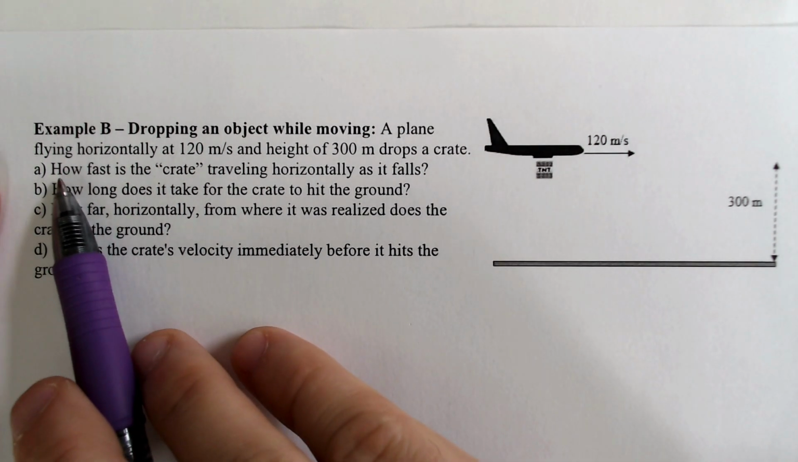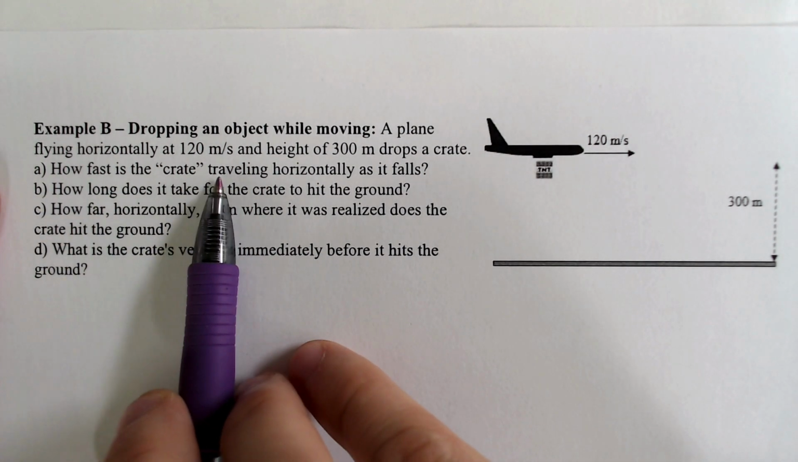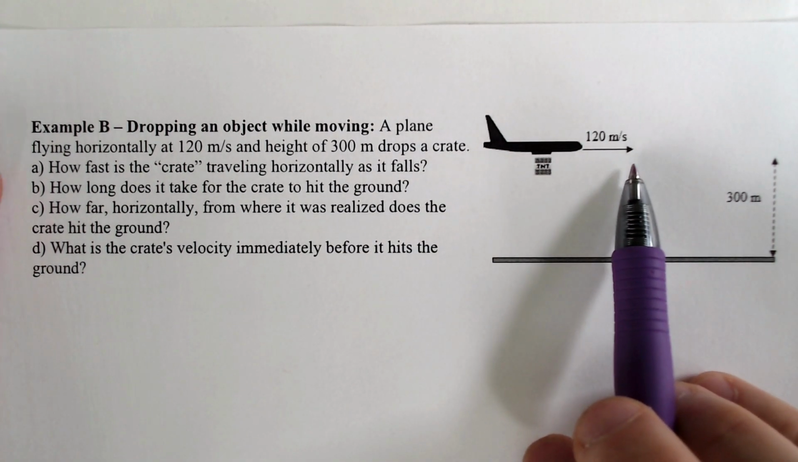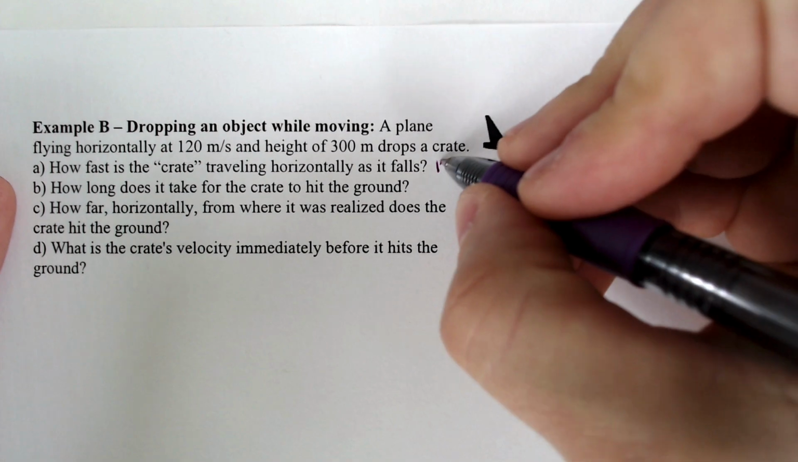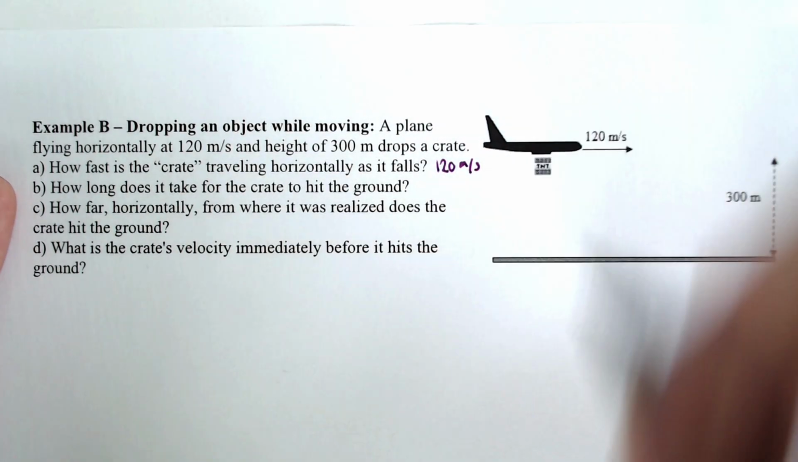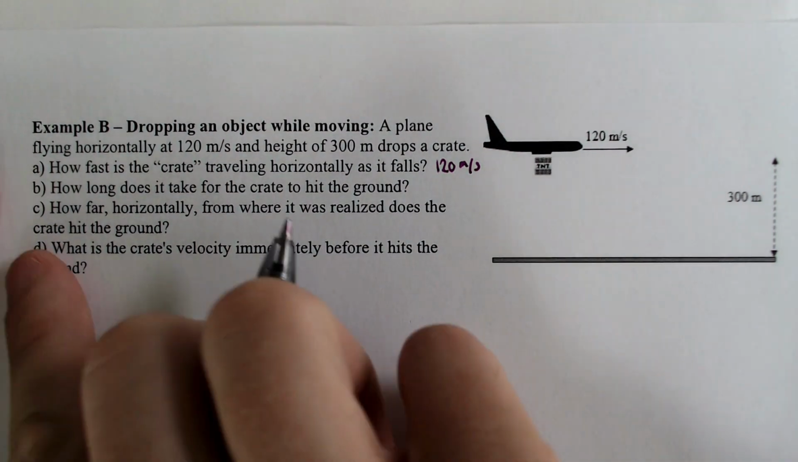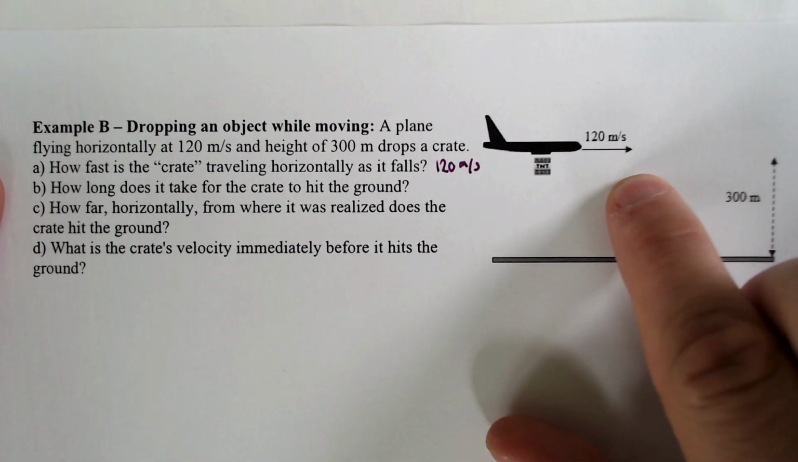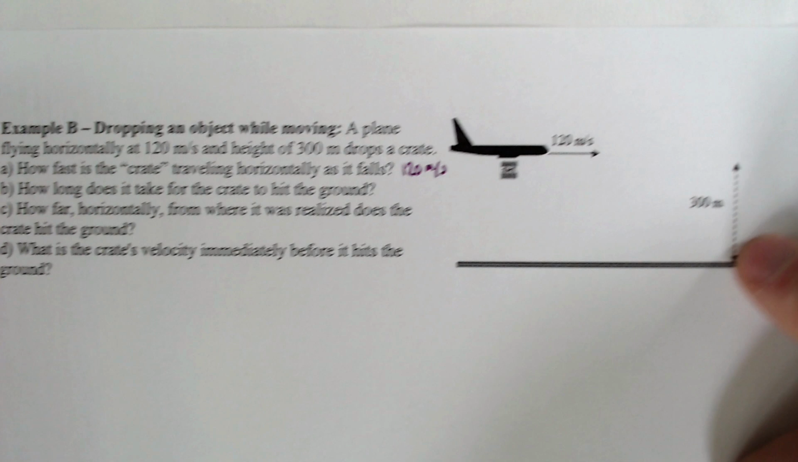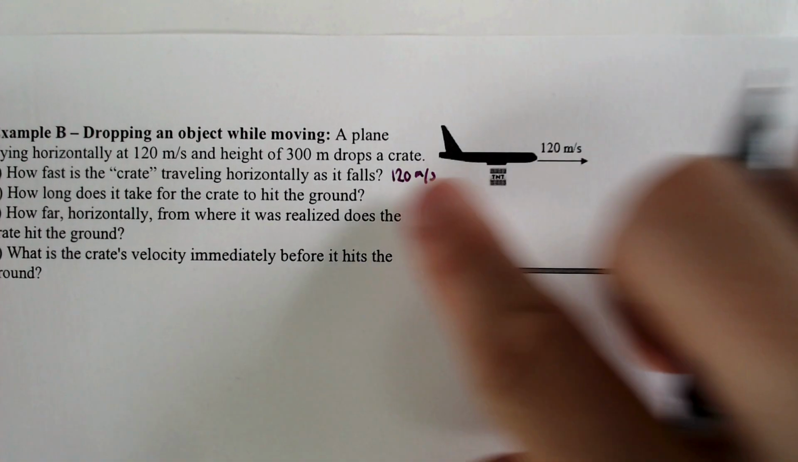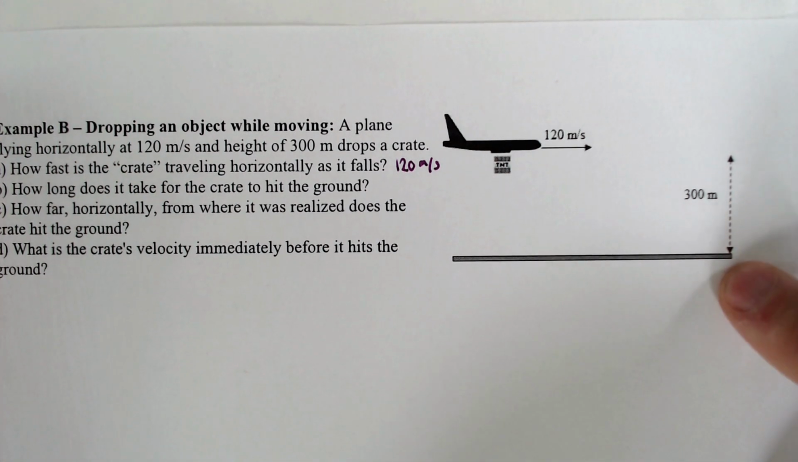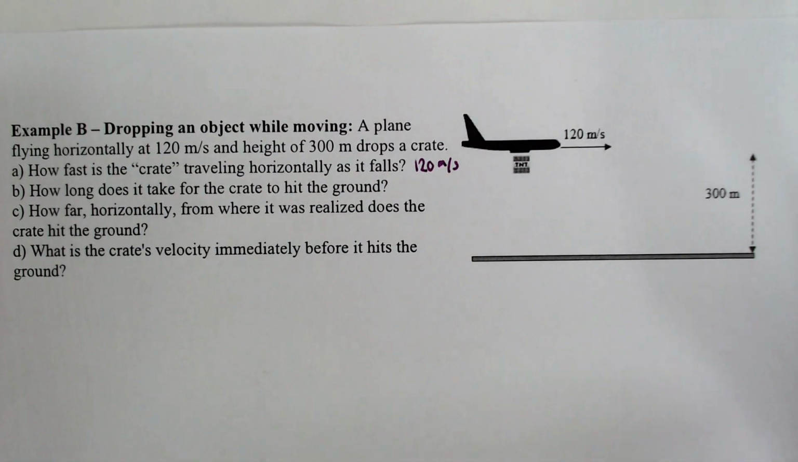The first question is, how fast is the crate traveling horizontally as it falls? Well, that would be just 120 meters per second. And how long does it take for it to hit the ground? Well, it doesn't matter that this is traveling at 120 meters per second. This plane is flying in the air 300 meters. That 120 does not influence how long it takes to hit the ground at all.